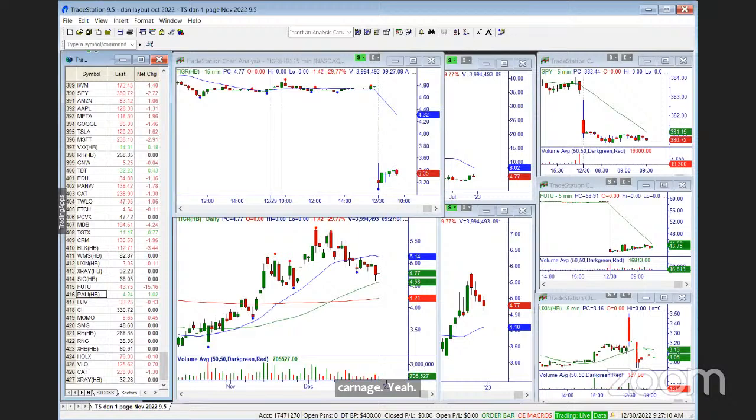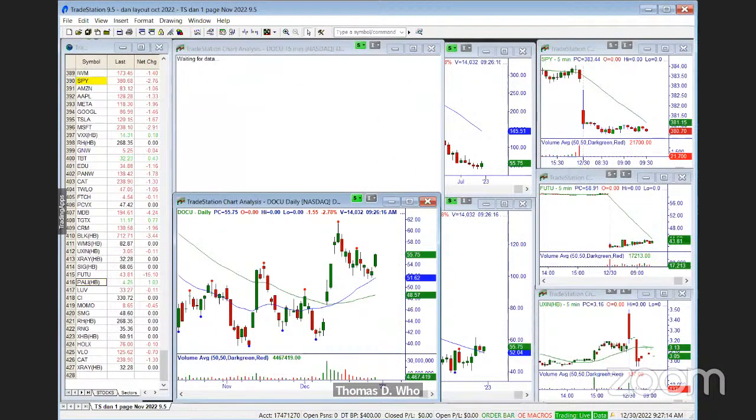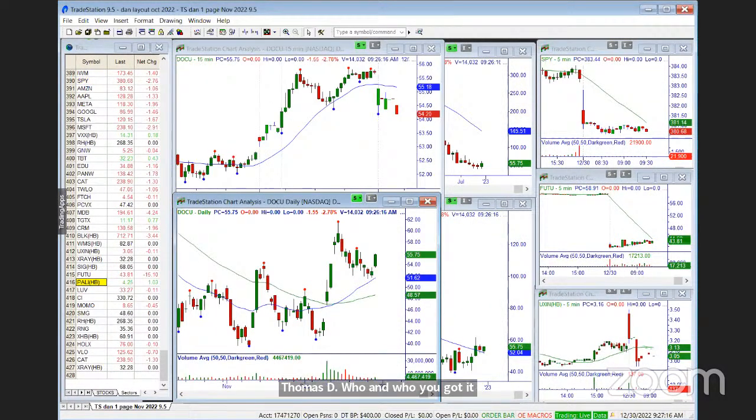Thomas, Daku. And Daku, you got to tell me what your question is. I have no idea. I think we have a put spread on this, right? We entered a couple put spreads yesterday. No, we're not in this.